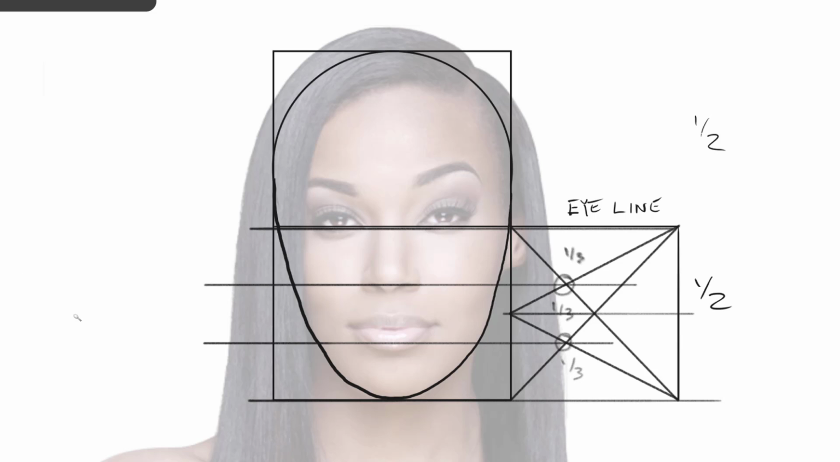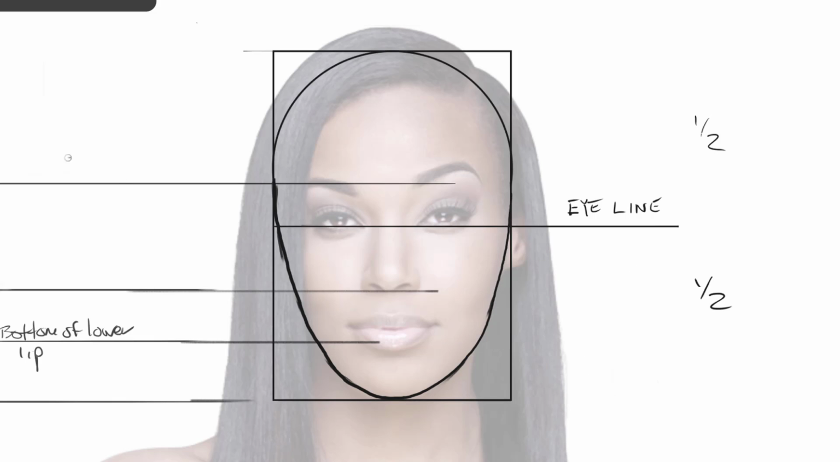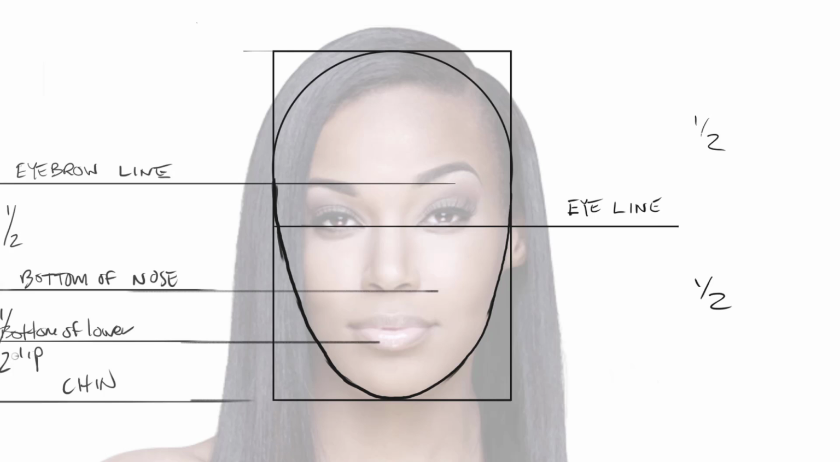Another way to place the nose and bottom of the lower lip is to measure from the eyebrow line. From the eyebrow line, which is slightly above the eye line, to the chin, divided in half, will give you the placement of the nose. If you divide the space between the bottom of the nose and the chin in half, that will give you the placement of the lower lip.